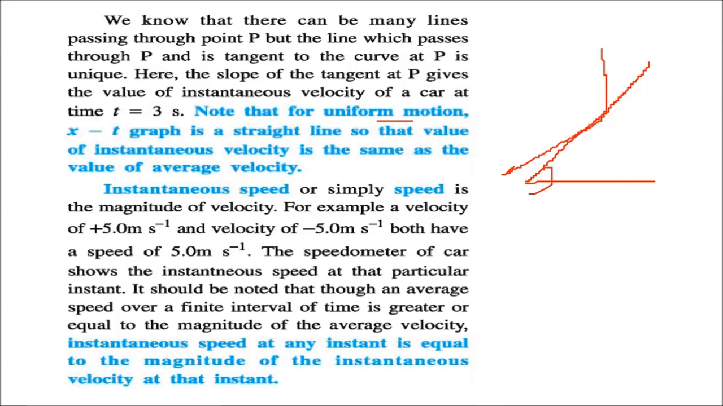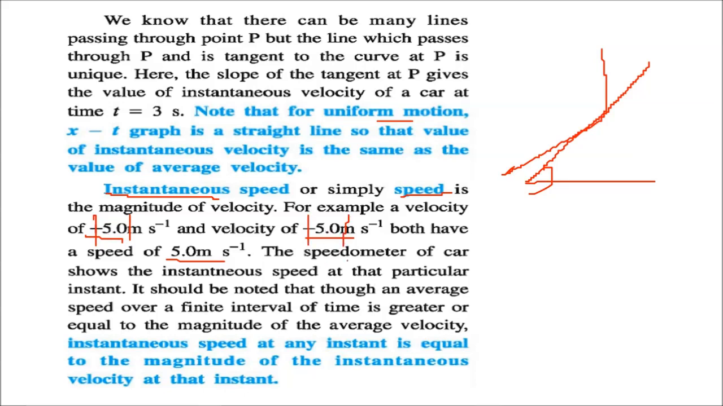In instantaneous speed, we'll just ignore the word instantaneous and call it speed. This is the magnitude of velocity. For instance, a velocity of plus 5.0 meters per second and a velocity of minus 5.0 meters per second both have a speed of 5.0 meters per second, because speed has no sign, only magnitude. So we have to take the magnitude of this.